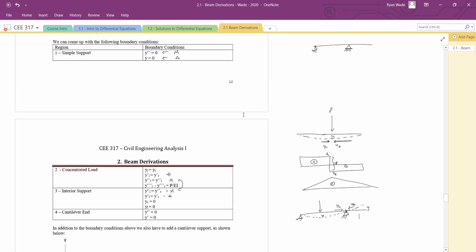And finally, the cantilever end, so this portion out here, what we get is that the second derivative, or the moment, is equal to 0, and that the first derivative, or the angle of twist, is actually going to be equal to 0 because there's no moment, right? So if you take the derivative of 0, you still get 0.